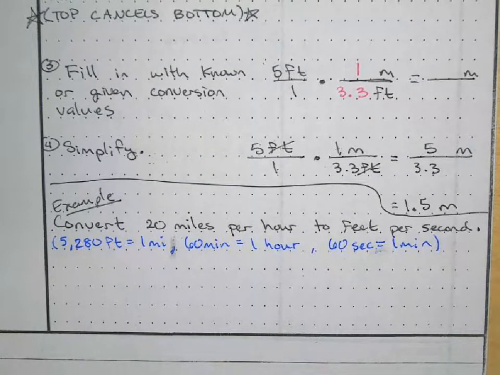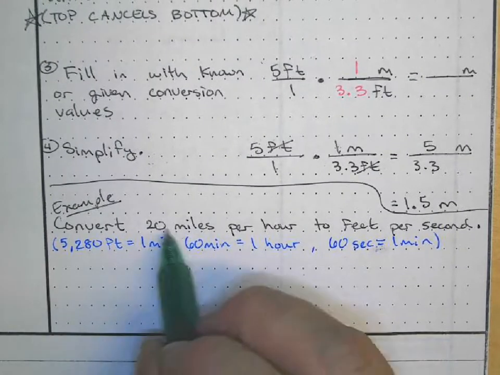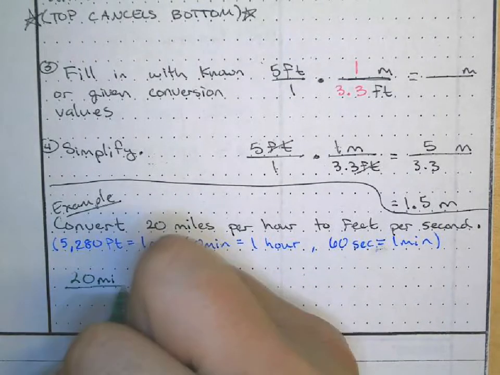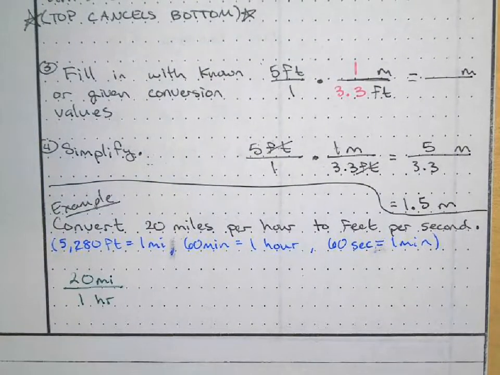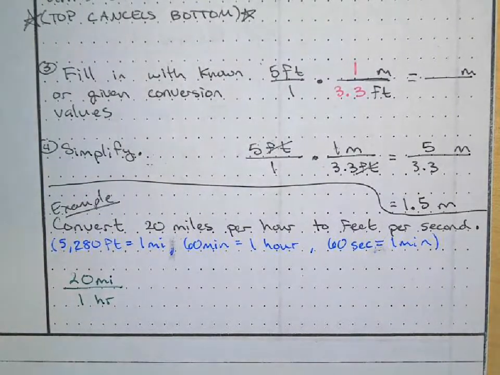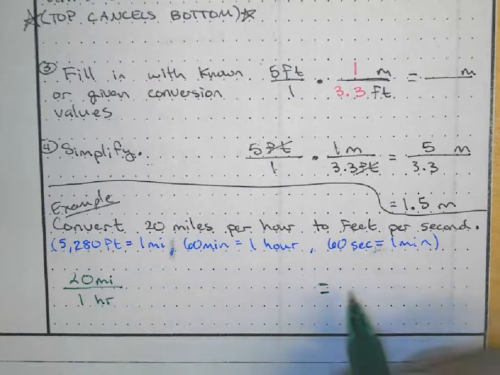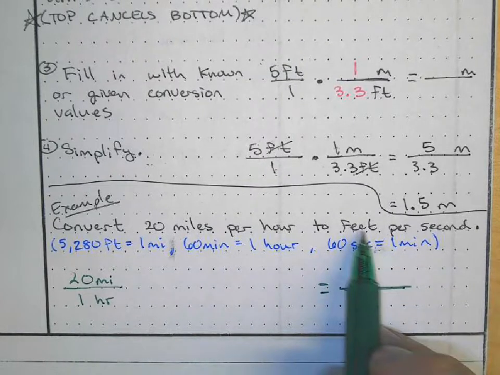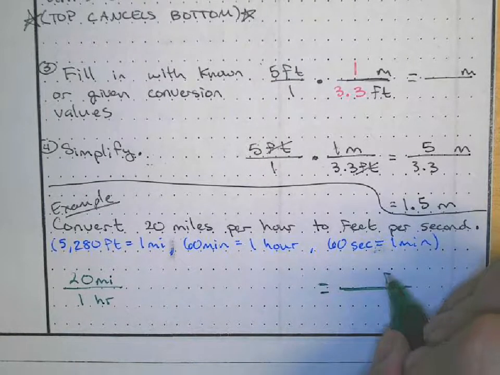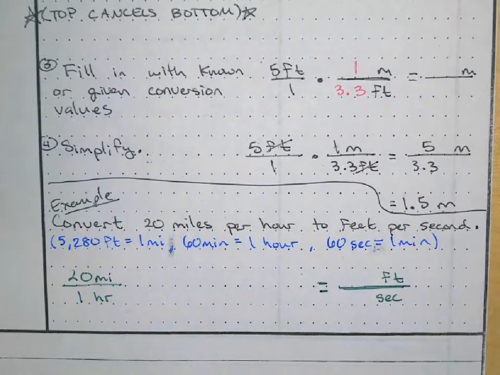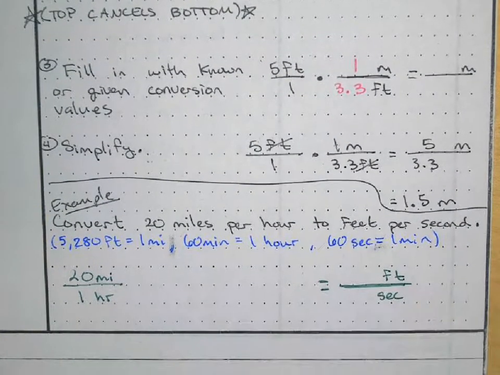So I'm going to write my units that I'm starting with. I'm starting with 20 miles per 1 hour. I'm going to leave some space, and since it looks like I'm doing a lot of converting, I'm going to leave a lot of space. Then I'm going to put my equal sign, and I'm going to write what I'm trying to convert to, feet per second. Next, I'm going to build my map. It's almost like a road map that gets us from miles per hour to feet per second.